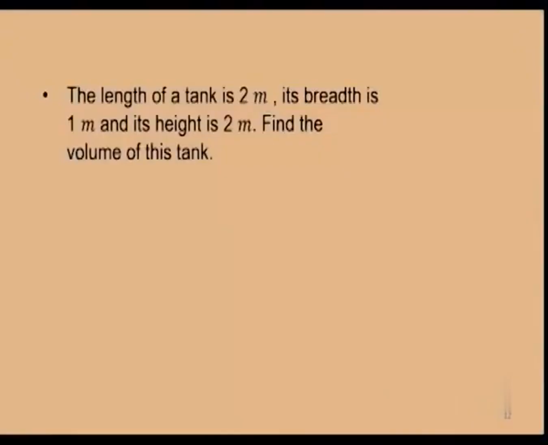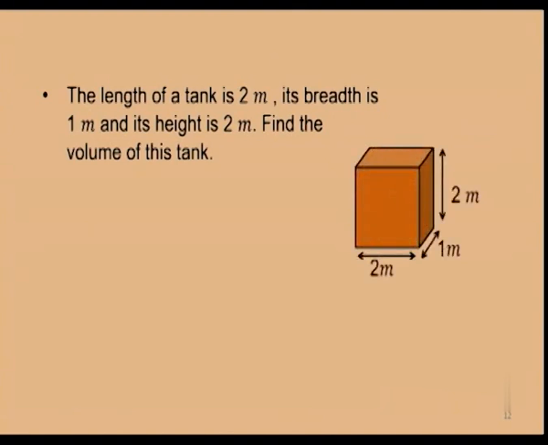The length of a tank is 2 meters. Its breadth is 1 meter and its height is 2 meters. Find the volume of this tank. You already know that you have to represent the data in a diagram. This is the diagram. You can represent the measurements and now you have to write the relationship. Volume equals length times breadth times height.